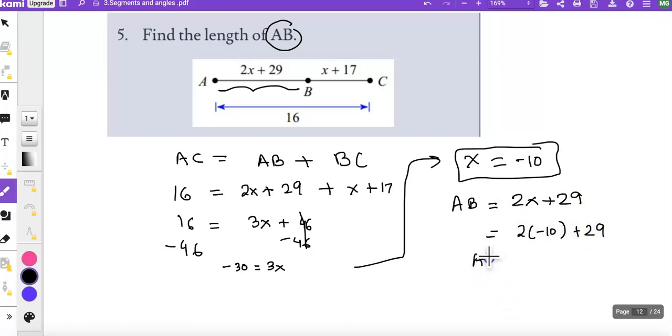So AB is 9 over here. Alright, again, if you find any numerical errors from my side, please always let me know: Mr. Gupta, you made a mistake over here. Okay, I feel proud of my students when they find my mistakes. Okay, let's do one more problem.